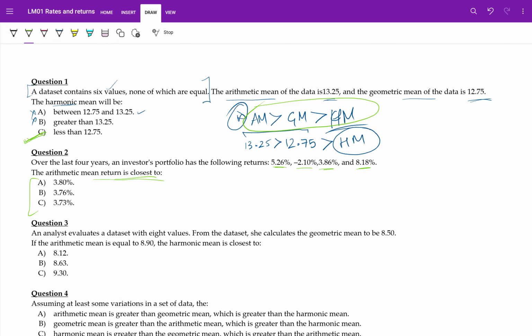So I need to add these values simply. 5.26, I will subtract 2.10, I will add 3.86, and I will add 8.18. And I will divide this by the total number of observations, which is 4. So let me just share my screen with you, and I'll use the calculator here.